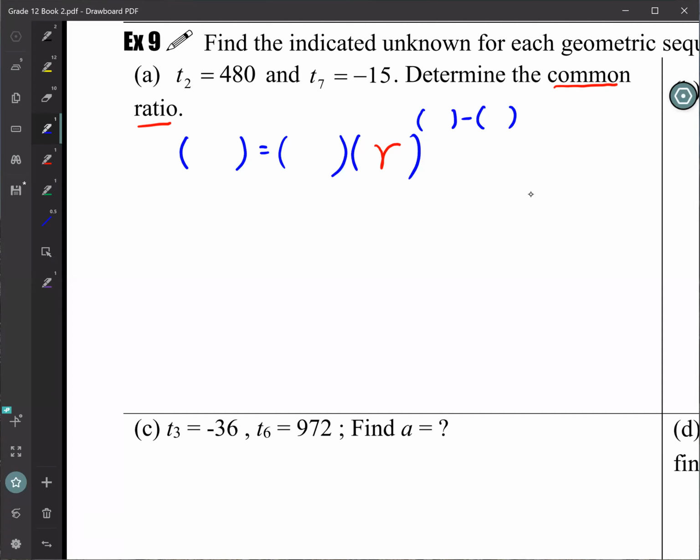Raise your hand if you have the numbers in the blanks. So let's number them: 1, 2, that's 3, so this is 4, 5.